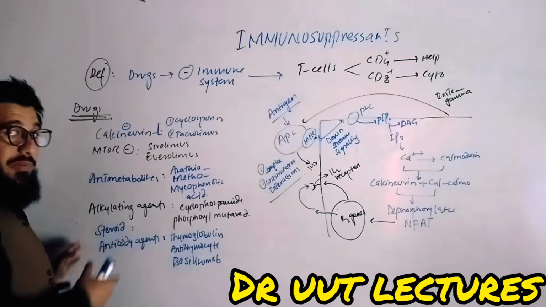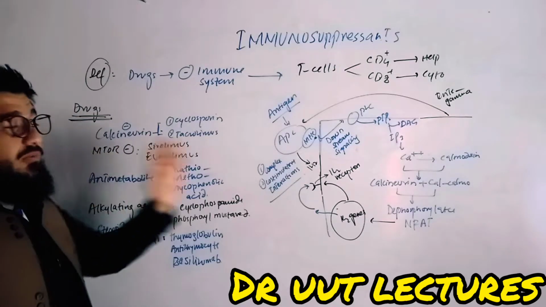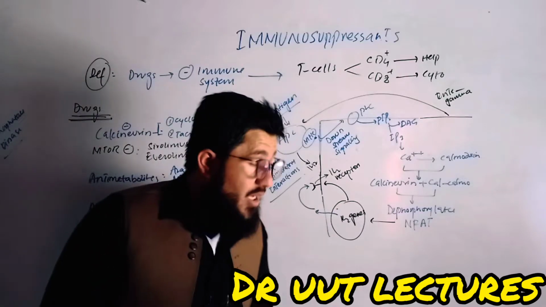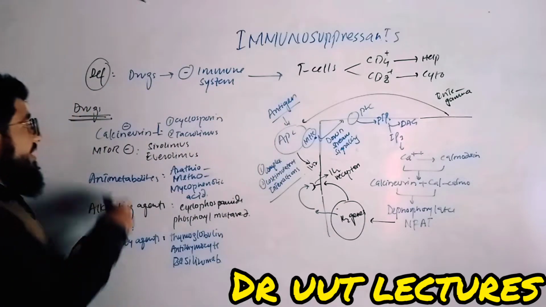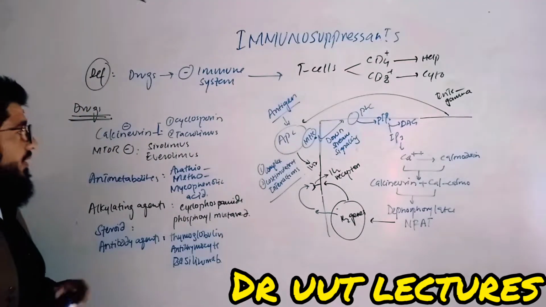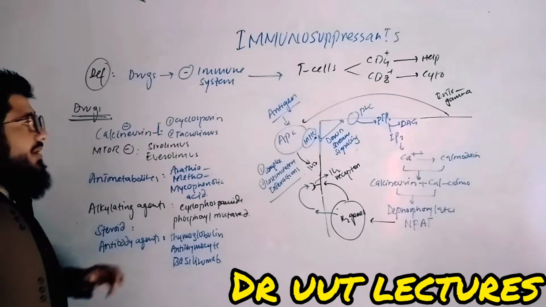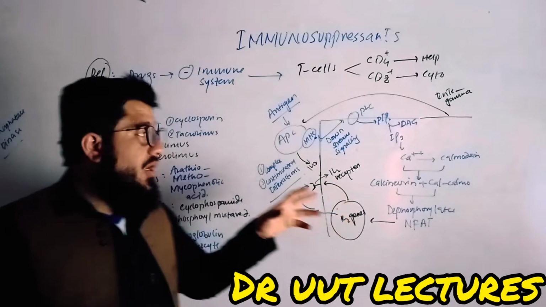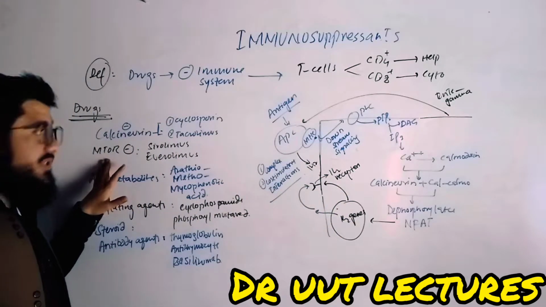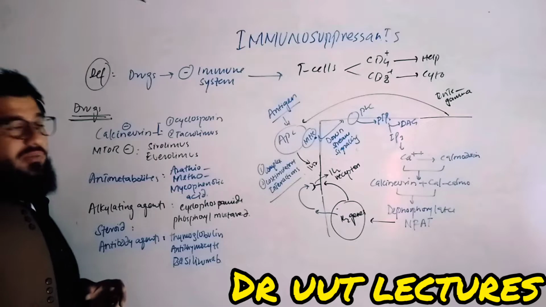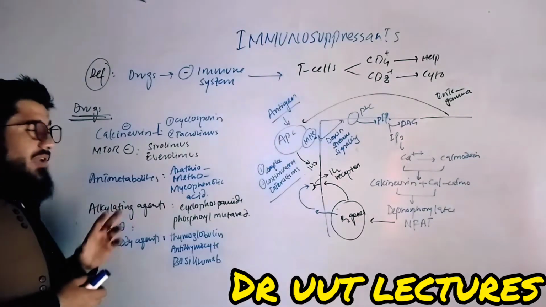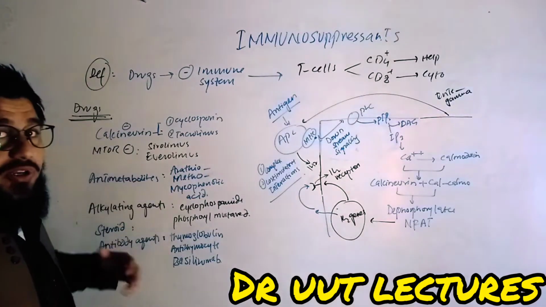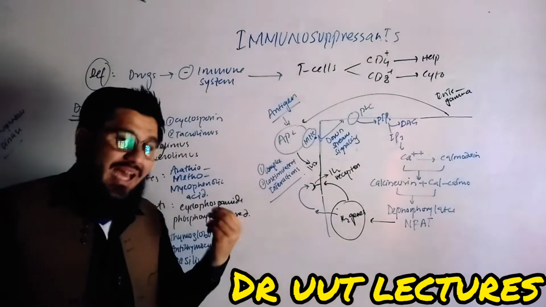First of all, I'll tell you about the drugs, their names, then we'll move towards the mechanism of action of the drugs. So what are the drugs with us? Calcineurin inhibitors, number one. In this class we will discuss cyclosporine and tacrolimus, their mechanisms of action. Then we'll talk about the mTOR inhibitors, in which we'll talk about sirolimus and everolimus. Then we'll talk about the antimetabolites.